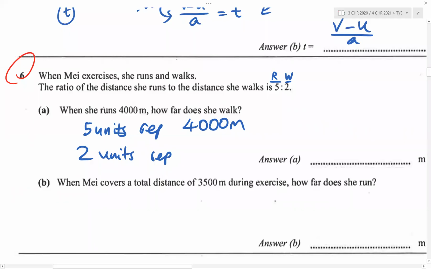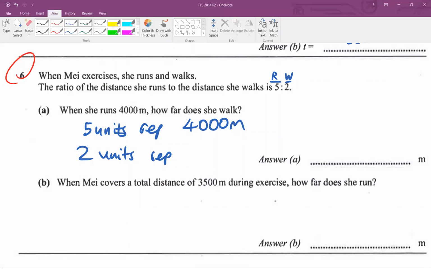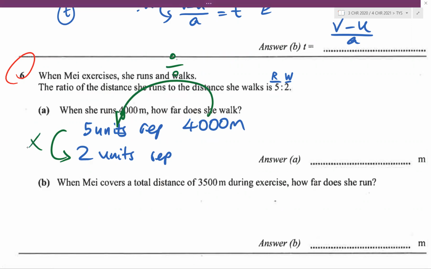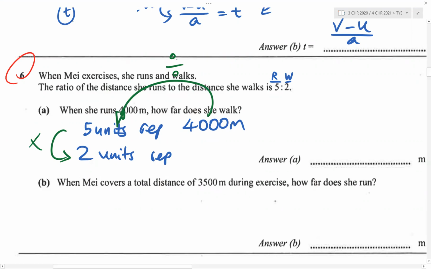Okay, draw arrows. Divide and times. You see me doing these arrows over and over again. 4,000 over 5 times 2. So that will be 1,600 meters. So that's the distance for walking.